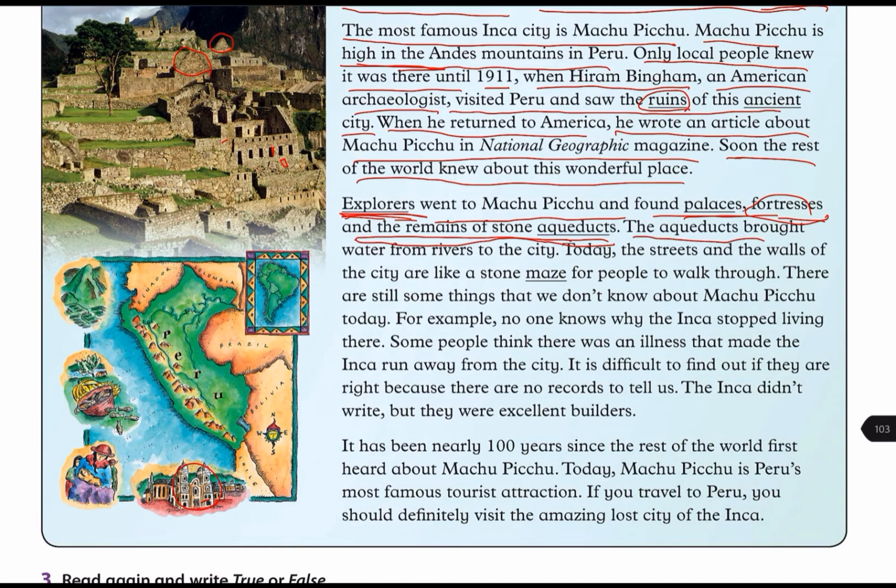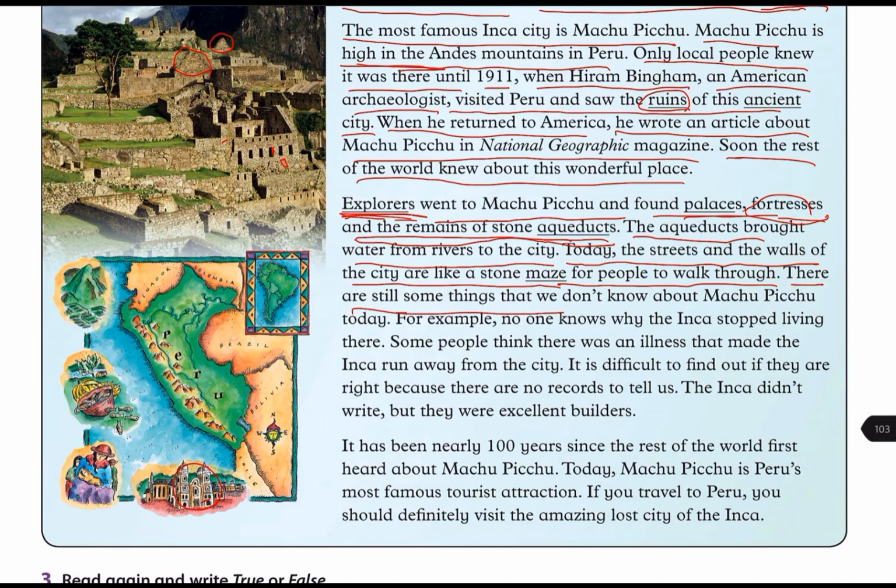The aqueducts brought water from rivers to the city. Today, the streets and the walls of the city are like a stone maze for people to walk through. If you go there nowadays, you can see the streets and the walls of the city are like a stone maze. What's a maze? A maze is a place with lots of paths that you have to walk around to find the way out. It has so many ways or paths that you can go through.